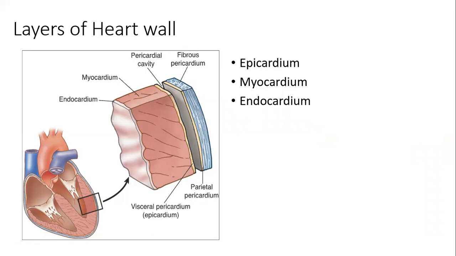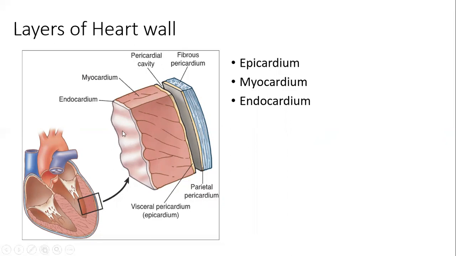Deep to it is the myocardium. Myocardium is a thick helical middle layer composed of cardiac muscle. As the name indicates, myo refers to muscle. So it is basically a muscular layer present in the form of spirals and whorls, and it constitutes the middle layer of the heart.